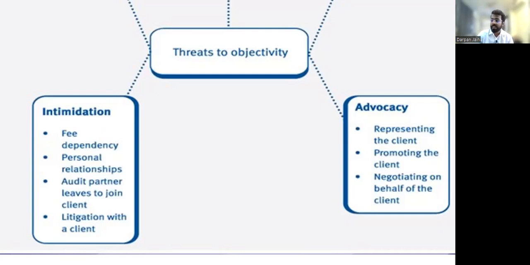And lastly, litigation with client. If you have what? If you have a court case pending with that client, then again, there will be an intimidation threat.